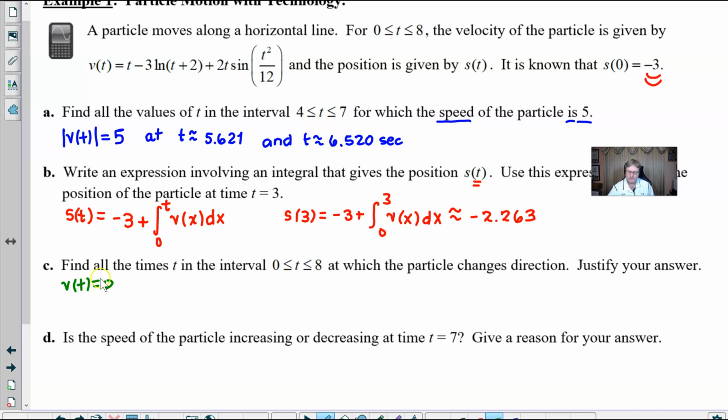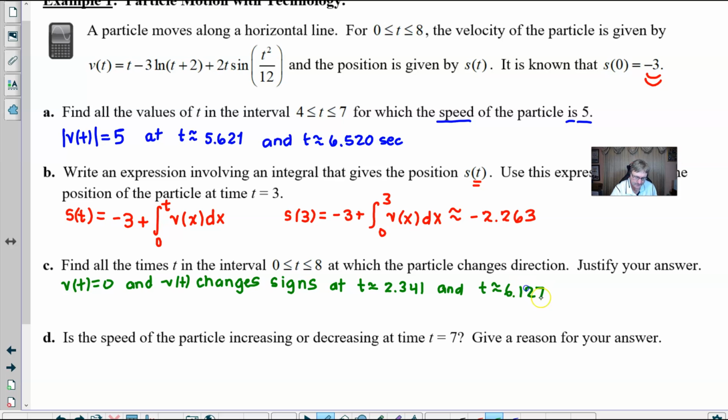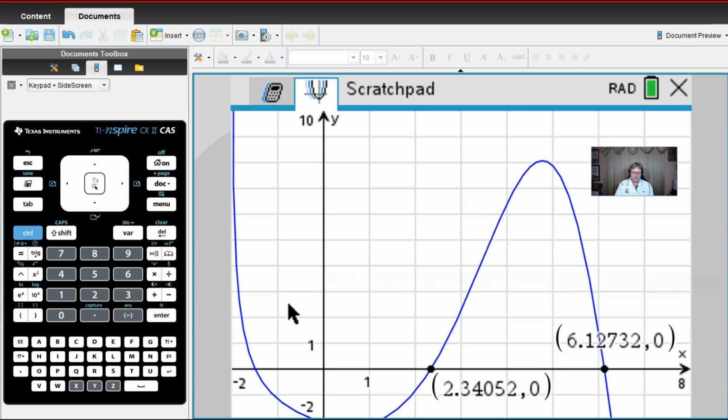So v of t equals 0. And furthermore, v of t changes signs. Now, if you just say v of t changes signs, basically the intermediate value theorem suggests that v of t is equal to 0, and you wouldn't necessarily have to say that, but it is powerful to mention both. And then you would say at t approximately, and we have 2.341, and t is 6.127 seconds. And one last time, I'm going to corroborate that with my graph just to make sure. 2.341 after I rounded, and 6.127 after I truncated.